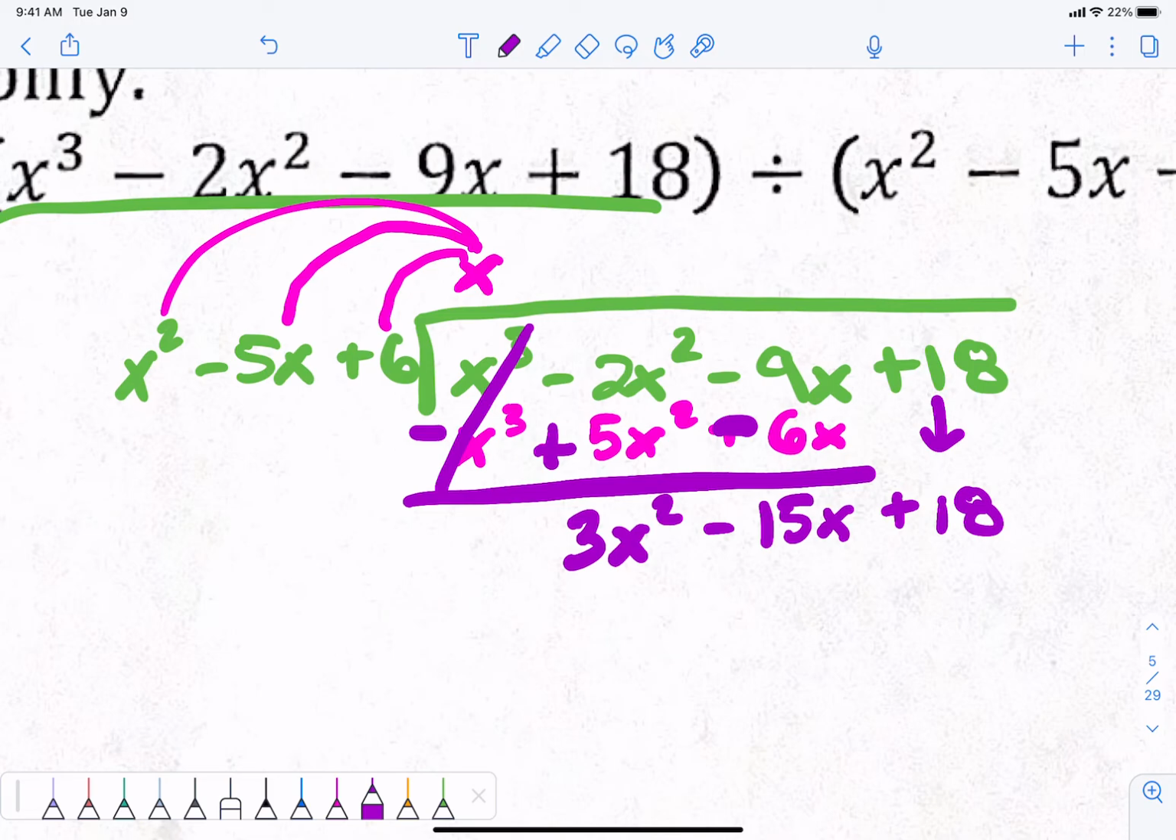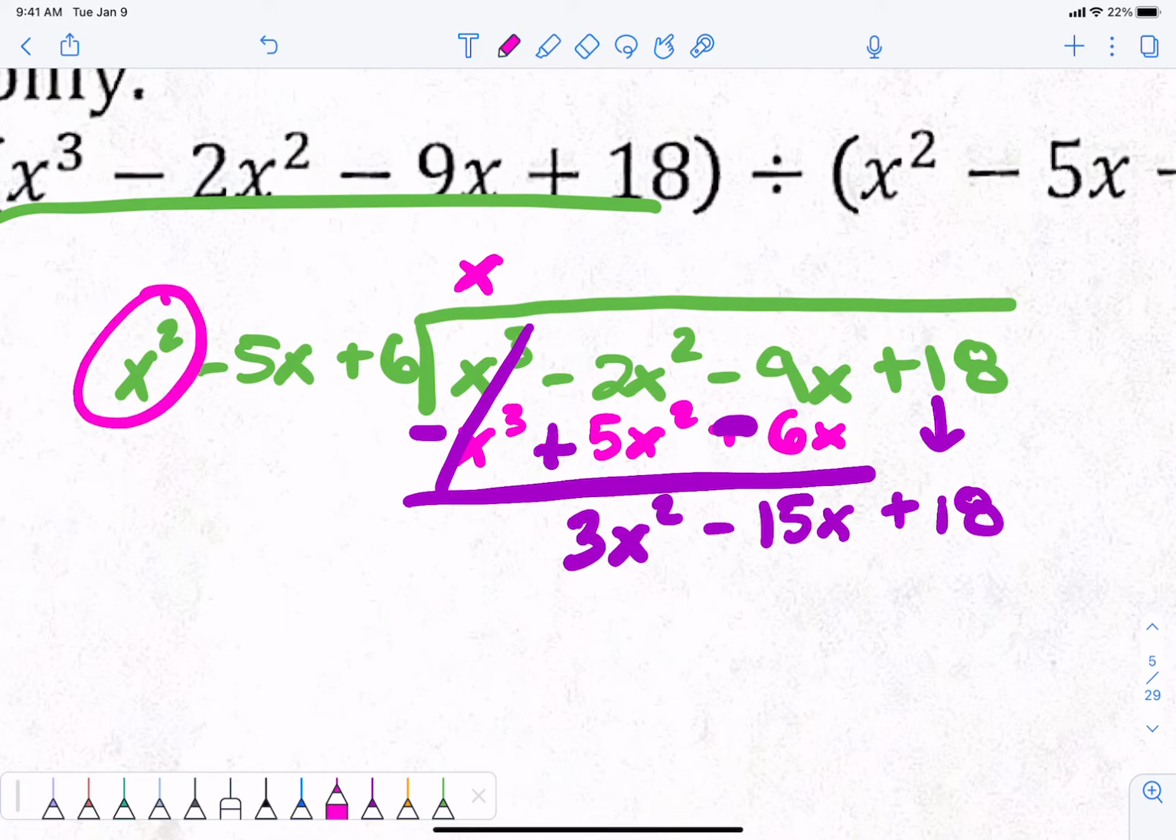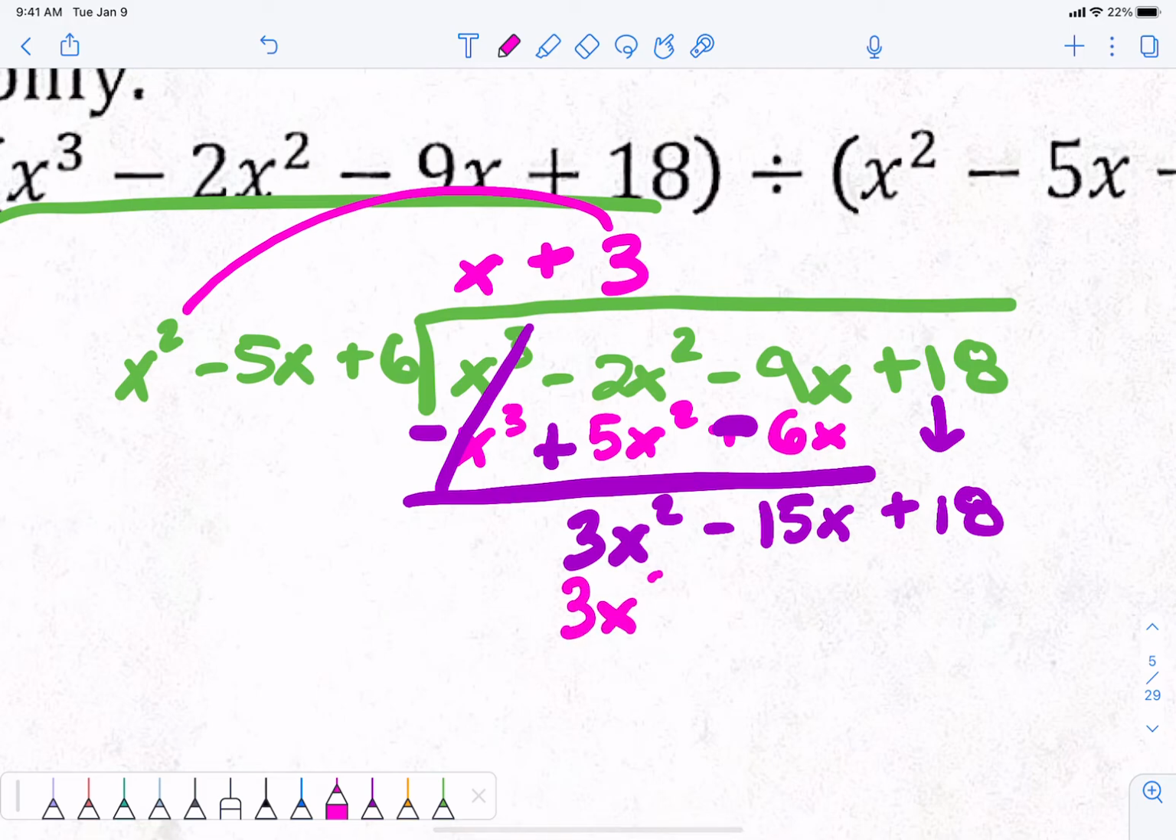All right, now we begin the process again. Okay, so we start with the x squared, and what do we have to take times x squared to get 3x squared? 3. And don't just put 3, put plus, because it needs to be a positive 3, right? And then we multiply it back through. So 3 times x squared is 3x squared. 3 times negative 5x.